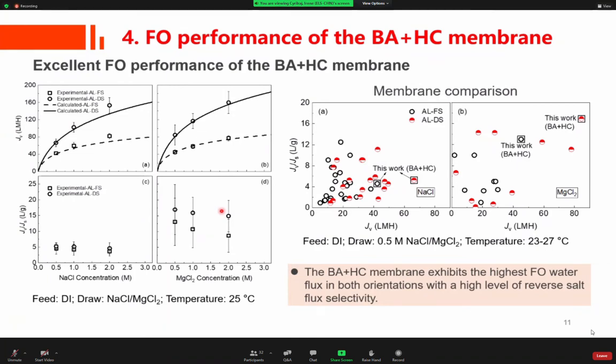sodium chloride. Compared with the FO membranes reported in the literature, our membrane shows the highest FO water flux in both ARFS and ARDS orientations with a high reverse salt flux selectivity, regardless of whether the draw solution is sodium chloride or magnesium chloride.